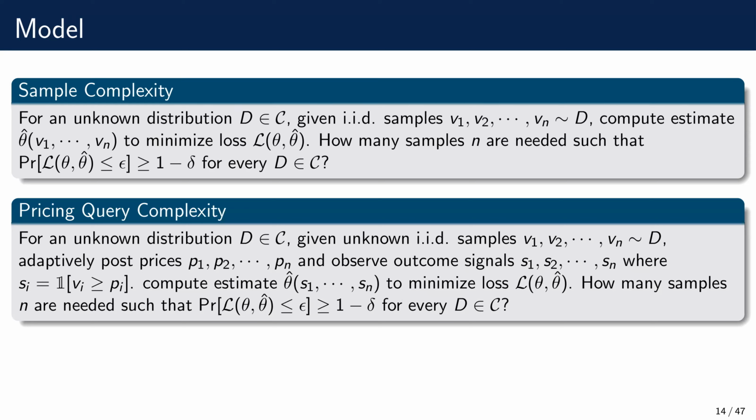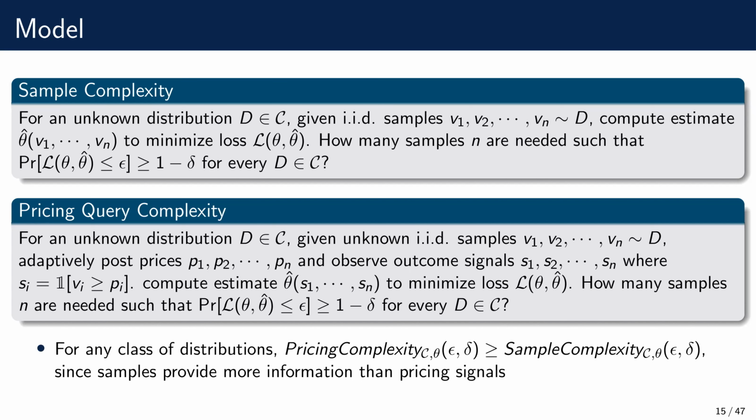In this work, we asked similar questions for the pricing queries. For an unknown distribution from a fixed distribution class, given IID samples of the distribution unknown to the seller, the seller adaptively posts a price in each round and observes a binary signal indicating whether the price in that round is smaller than the value sample or not. Again, we asked how many adaptive samples, how many pricing queries, are needed such that the estimated parameter is close enough to the actual parameter.